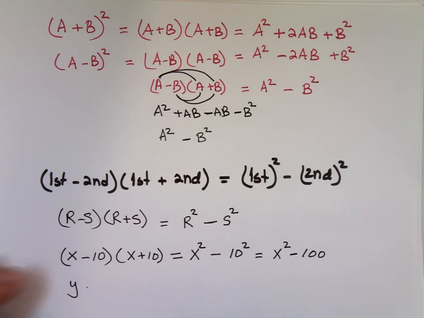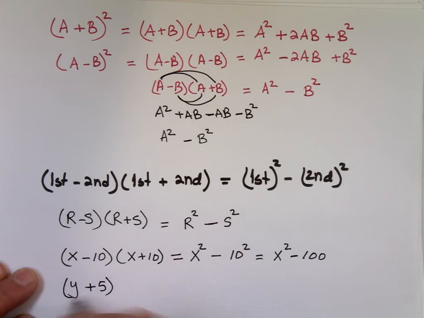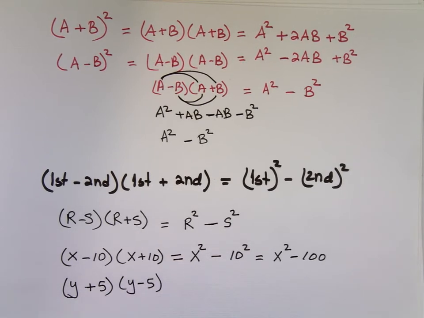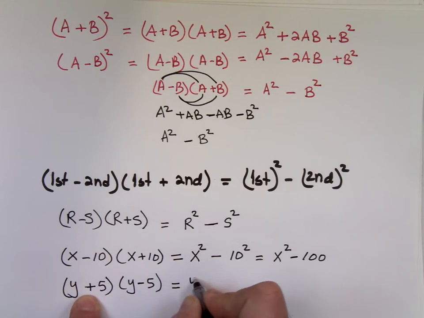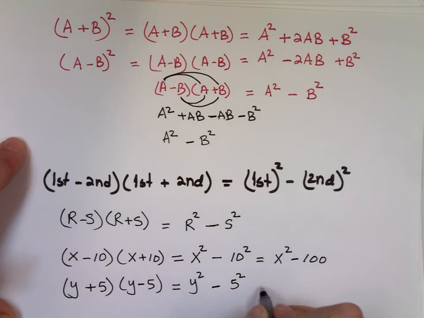Y plus 5, Y minus 5. It doesn't matter, by the way, which one you write first, the plus or the minus. Intentionally, I reverse them here. So notice the same thing with the exception of the sign. Take the first one and square it, minus, take the second value and square it. The first one is what? It's going to be y squared. Here's the minus. What is 5 squared? 25.